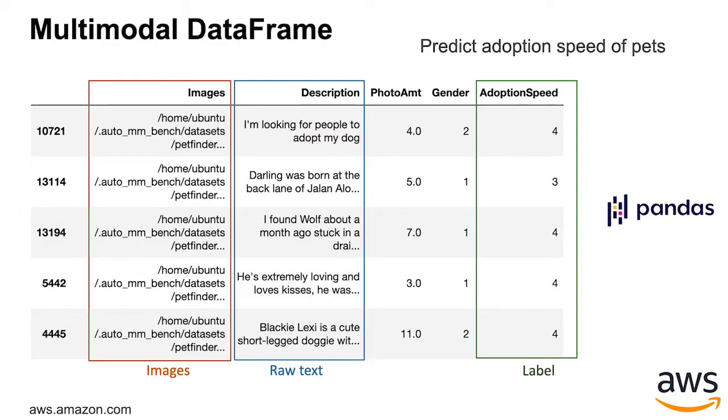It's related to the image of the pet. It is related to the text description of the pet from other people. It's also related to how many photos have been taken for this pet. And we are able to just prepare it into the multimodal data frame format. We have an image column, which essentially stores the URLs or local paths of these images. We have the description column, which stores the descriptions in raw text.